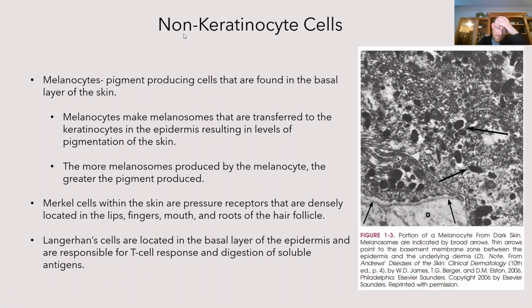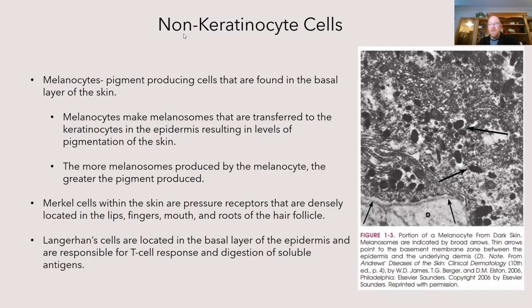Okay, melanocytes. Melanocytes are pigment-producing cells. All of us as created people have melanin, and this is found in the basal layer of the skin. So melanocytes have these little melanosomes.